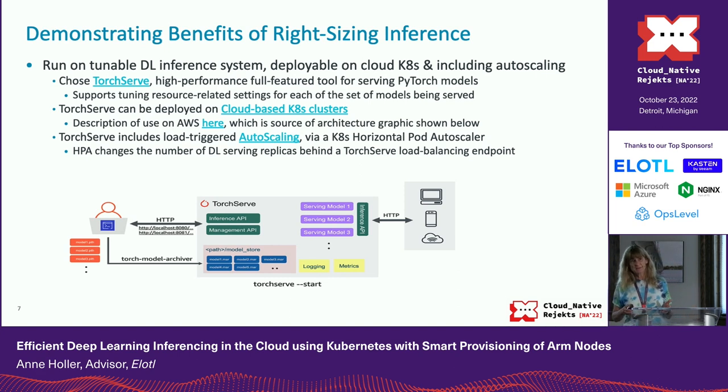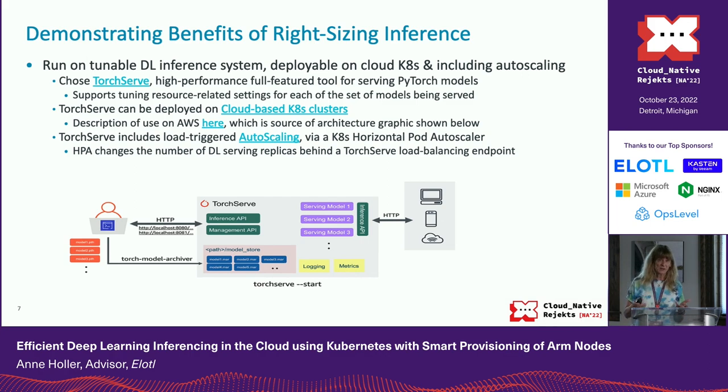So to demonstrate the value and benefits of right sizing, we wanted to select a tunable DL inferencing system that was deployable on cloud Kubernetes and that included auto-scaling. To meet all these requirements, we chose TorchServe, which is a high-performance, full-featured serving system. It supports tuning resources for different models that are running on the system.